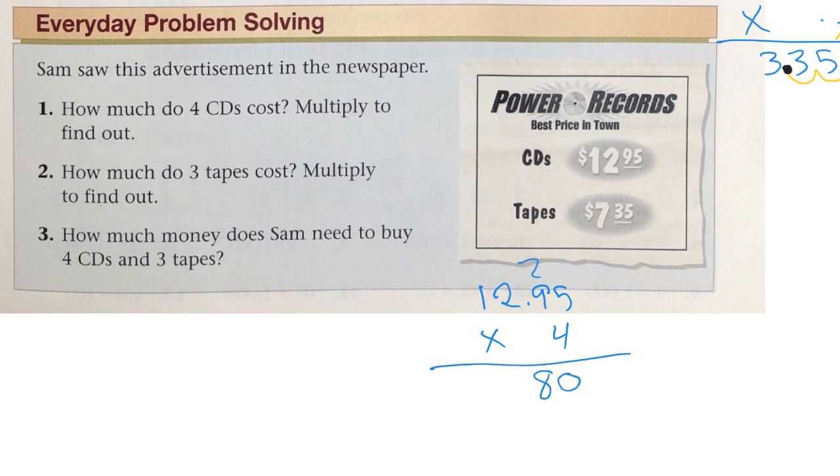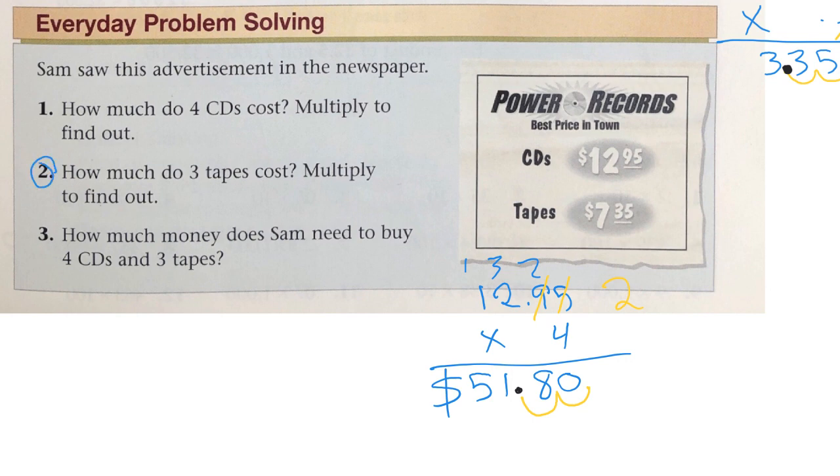20, 38, 11, and 5. Now, how many decimal places are there? 95 cents has 2. The whole number 4 doesn't have any. So we're moving 2 decimal places. Start from the right and go 1, 2, and then put the decimal. So 4 of these CDs will cost $51.80.